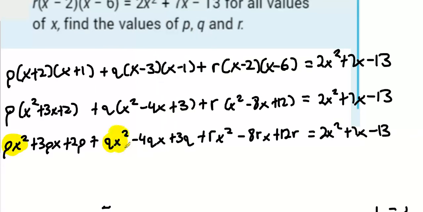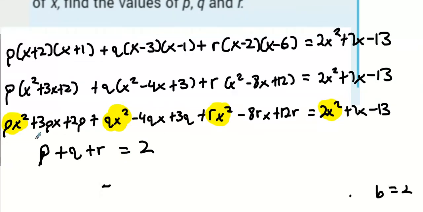1, 2, 3, 4. Now, this equation is quite simply P plus Q plus R equals 2. These are 3 variable equations, and we did these not too long ago. So it's going to be P plus Q plus R equals 2.